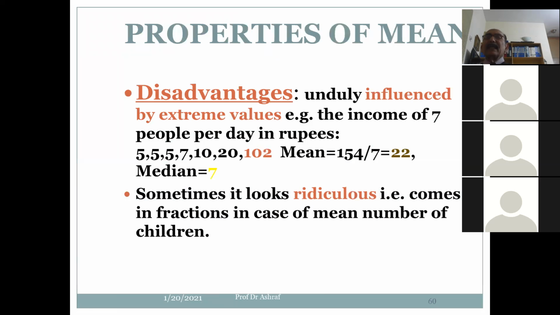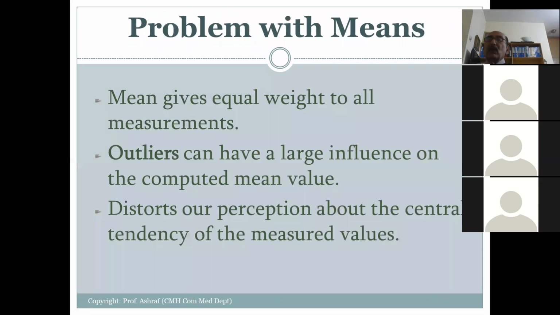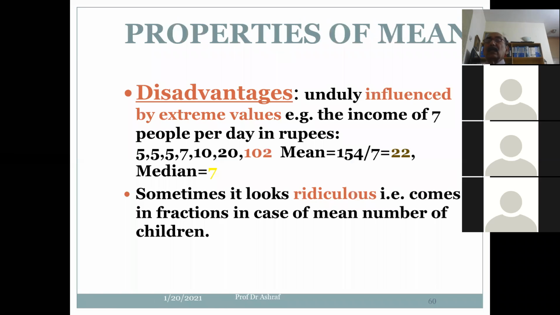Now the problem with the mean is that it is unduly influenced by the extreme values. That is the main problem. So it distorts our perception about the central tendency of the measured value. If some extreme value comes in your data, then your mean does not become realistic.